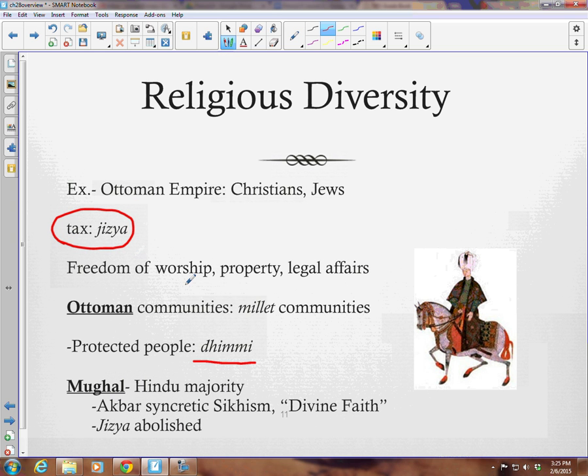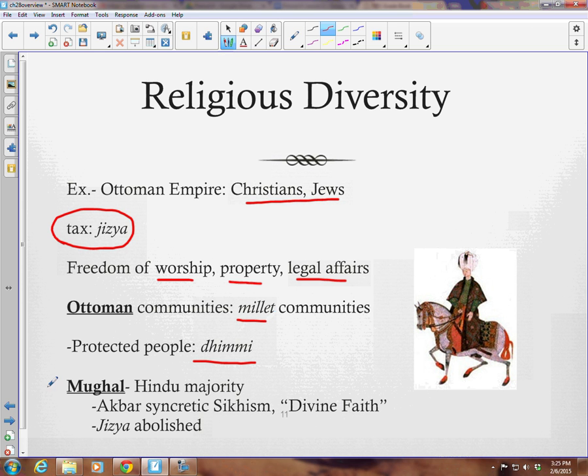And although they had freedom to worship, there were times when things were less tolerant, like under the reign of Aurangzeb, for example. But people were supposed to have property and legal affairs rights. But again, things like the Devshirme compromised that. The Ottoman Empire, for example, had communities of Christians and Jews who lived in different parts of the different cities and the countryside. And these were called millet communities.